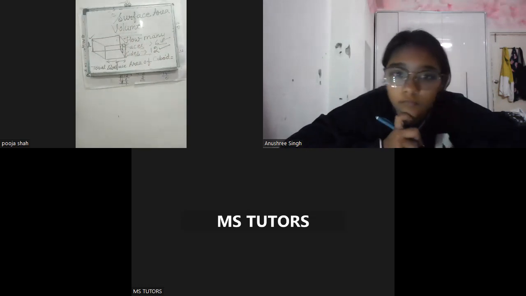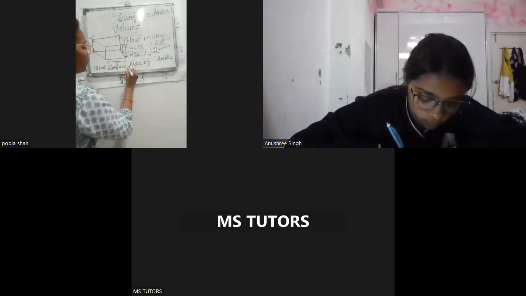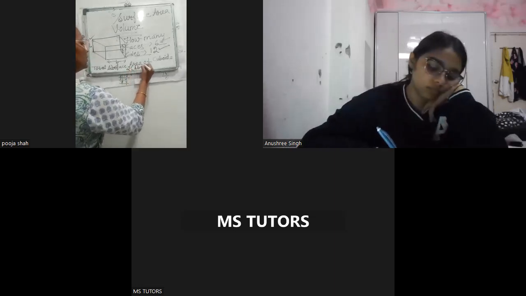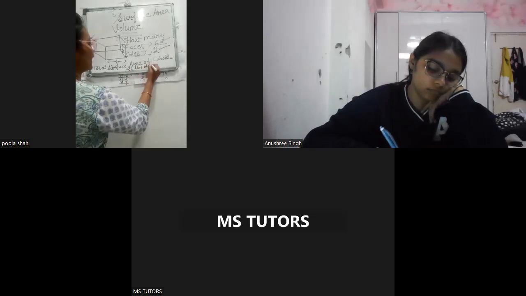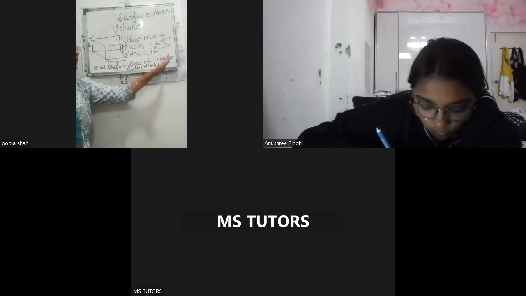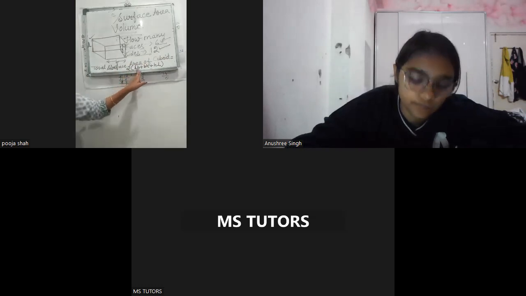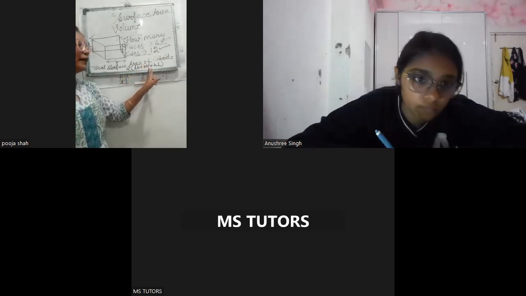What will be the surface area of a cuboid? The surface area of a cuboid is always equal to twice of length into breadth plus breadth into height plus height into length. We have to write 2(lb + bh + hl).